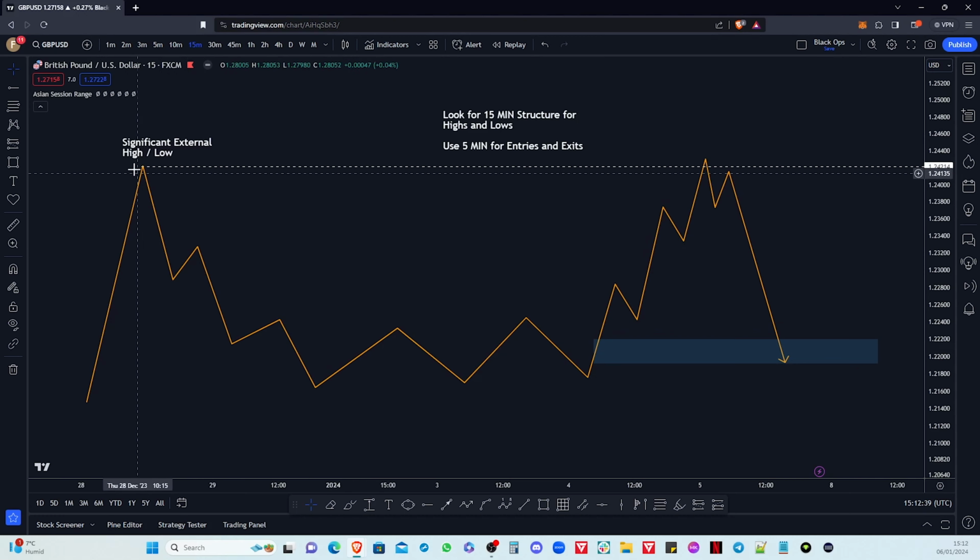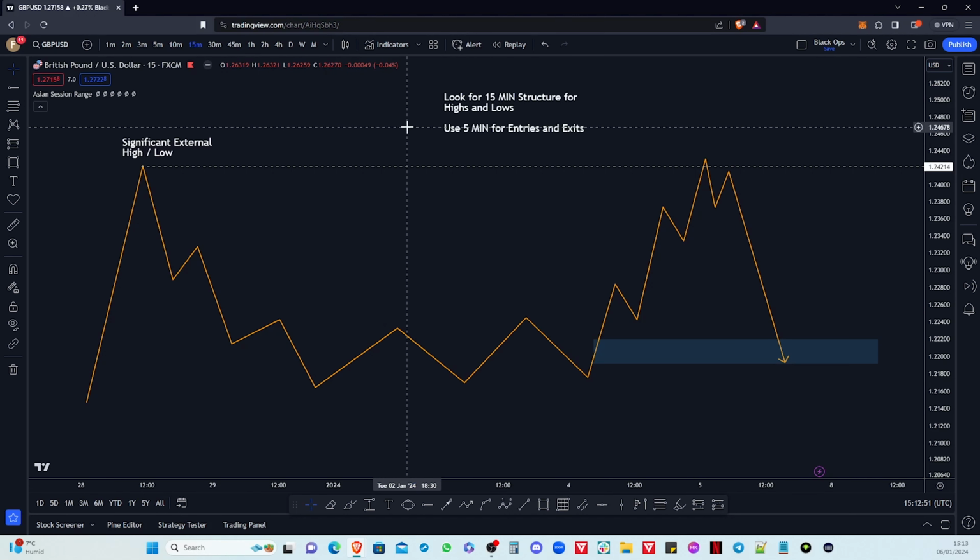Next, after you've highlighted all of these highs and lows, you really need to wait for price to move towards it and then raid that high or low. I only suggest you look for these highs and lows on the 15-minute time frame. So use 15-minute structure, and then we're going to be dropping down to the 5-minute for entries and exits only.